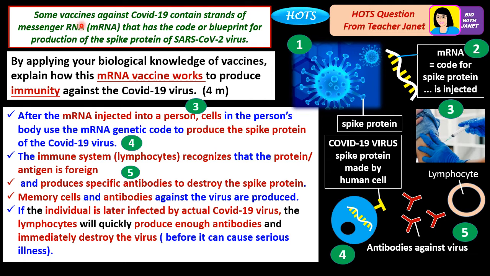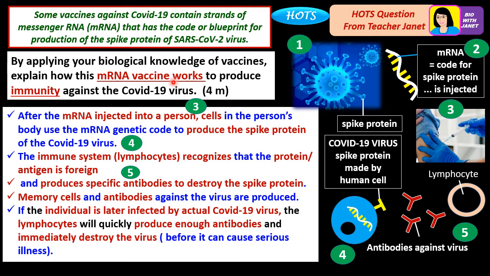So here's a statement. Some vaccines against COVID-19 contain strands of messenger RNA or mRNA that has the code or blueprint for production of the spike protein of the SARS-CoV-2 virus, right? Then, by applying your biological knowledge of vaccines, explain how this mRNA vaccine works to produce immunity in humans against the COVID-19 virus. 4 marks, or it could be more.